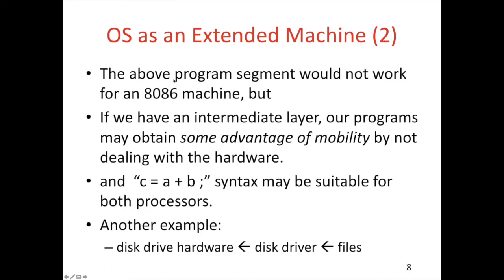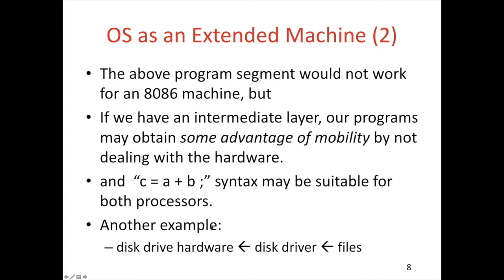The above program segment would not work for an 8086 machine, but if we have an intermediate layer, our programs may obtain some advantage of mobility by not dealing with the hardware. For example, C equals A plus B. This syntax may be suitable for both processors.